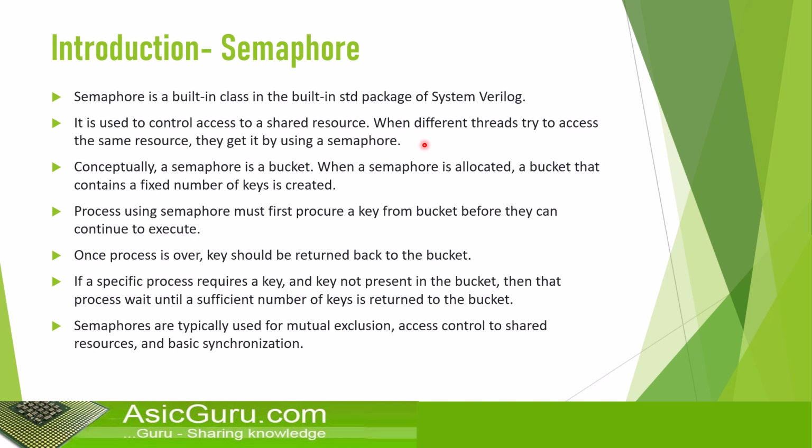So a semaphore is like a key that ensures only one thread uses a resource at a time. And conceptually, it is like a bucket with a fixed number of keys. So a process must take a key from this bucket to proceed. Say for example, if two keys are available, then two threads can take the keys from the bucket and use that resource. And once the process finishes, it must return the key back to the bucket. If no keys are available, then the process must wait until keys are returned back to the bucket. So semaphore basically helps in managing the resource sharing and thus helps in preventing race conditions.